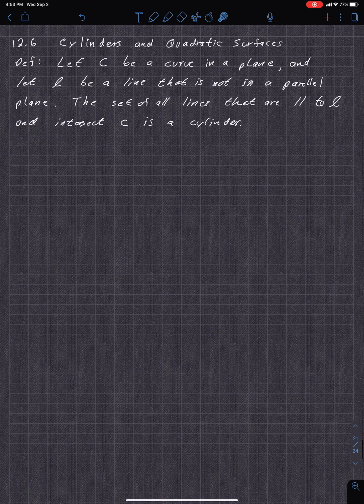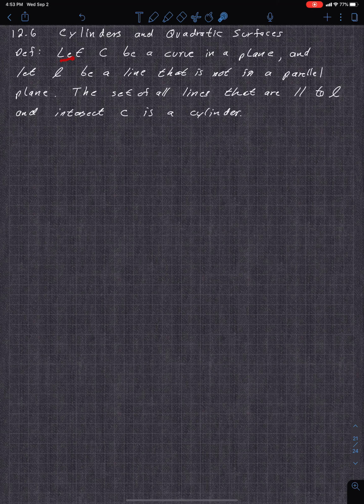The definition of a cylinder: we're going to let C be a curve in a plane. Okay, so that's just going to be some curve like that. And let L be a line that is not in a parallel plane. Okay, so write that down, not in a parallel plane. So you have a curve, basically, and then you have these lines that essentially connect it. And I got a picture I'll show you, like that.